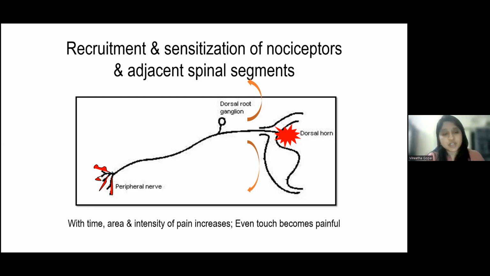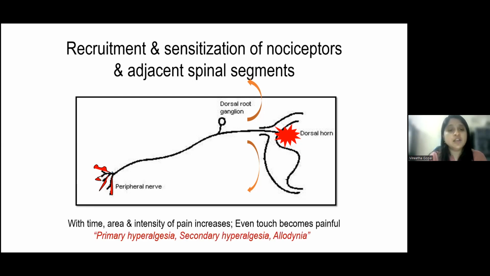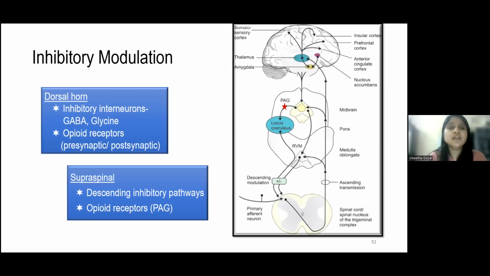So that comes back to my question initially. With time, the area and intensity of pain increase and even touch becomes painful: primary and secondary hyperalgesia and allodynia. Then inhibitory modulation, I'm not going into this in detail. Just like the excitatory modulation or sensitization, we have some descending pain pathways that help to inhibit or decrease the pain response. You can take that up later.